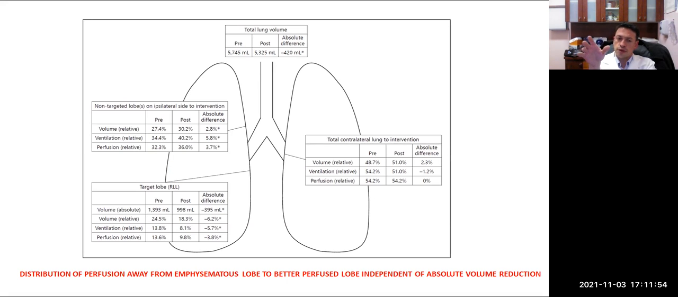And it's interesting because let's say you treat the left upper lobe, you will see more perfusion to the left lower lobe, but you also see more perfusion heading to the right side. So it's really on both sides. And hopefully the other lobes are more healthy. So now you're sending more blood flow to the healthier lobes, and that's how you improve the VQ mismatch.